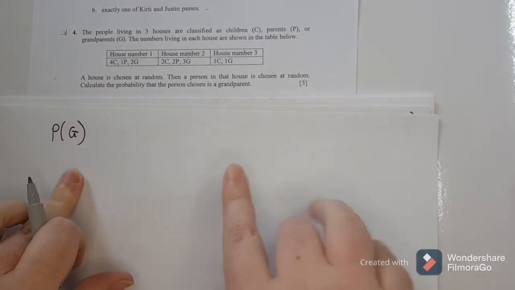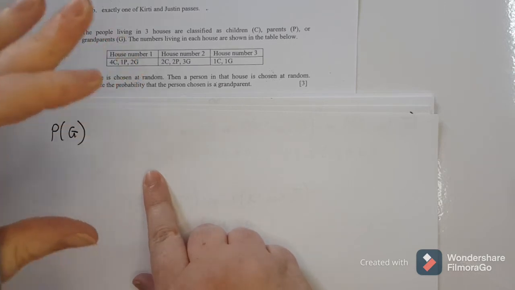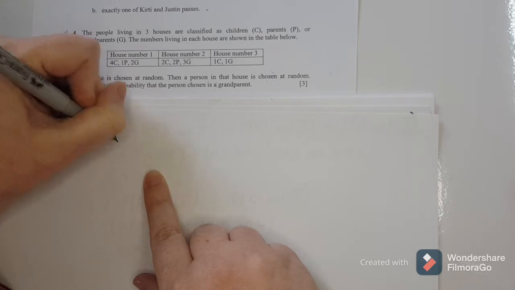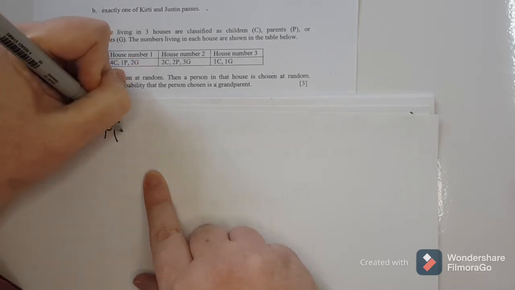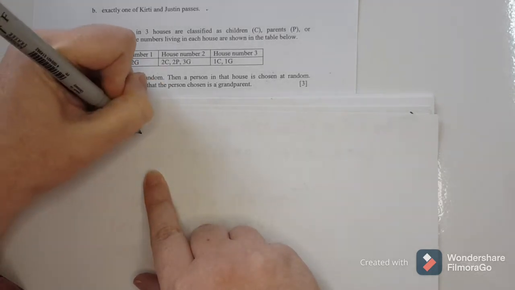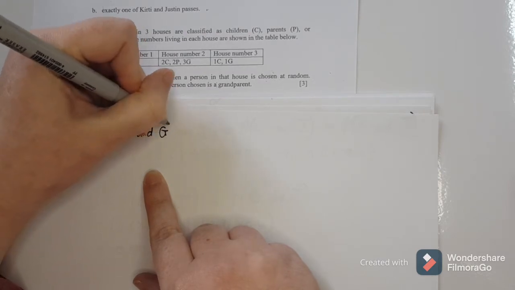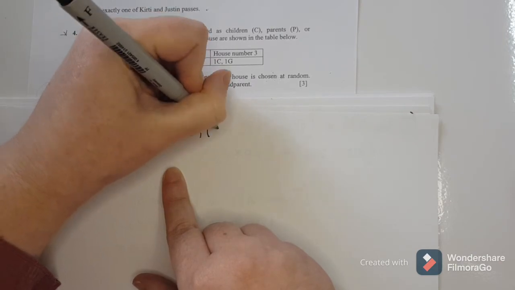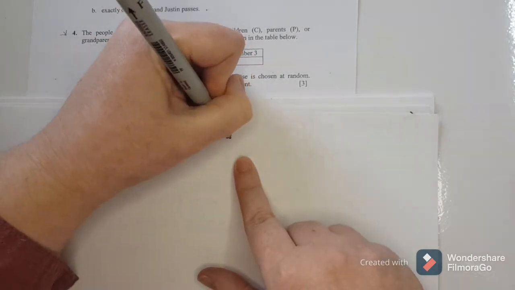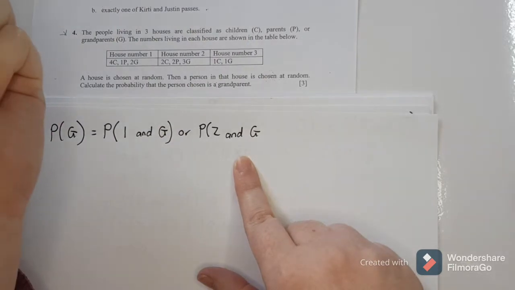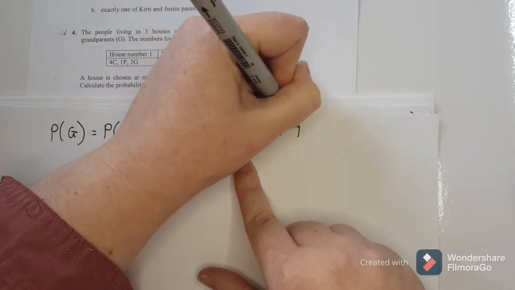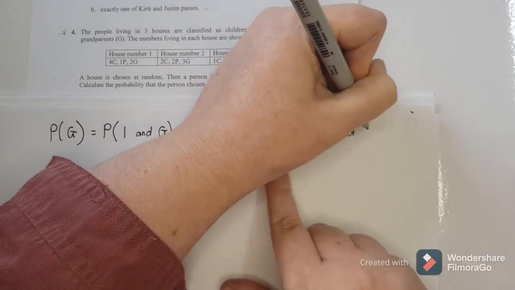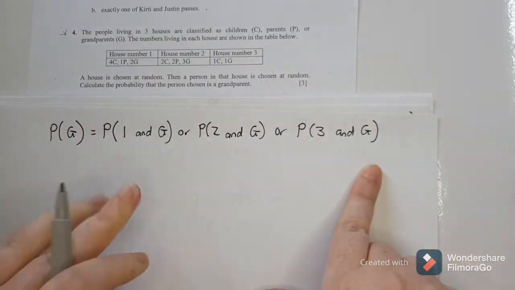So the probability of being a grandparent from any given house means it's going to be the probability of choosing house number 1 and being a grandparent, or it's the probability of choosing house number 2 and being a grandparent, or it's the probability of choosing house number 3 and being a grandparent.